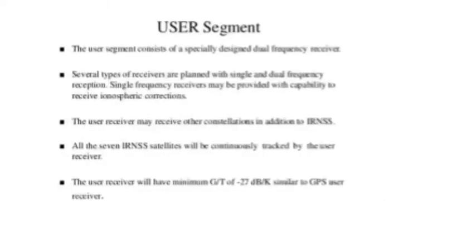The user segment consists of a specially designed dual frequency receiver. Several types of receivers are planned for dual frequency reception, with the capability to receive ionospheric corrections. The user receiver may receive other constellations in addition to the IRNSS. All seven IRNSS satellites will be continuously tracked by the user receiver. The user receiver will be similar to a GPS user receiver.